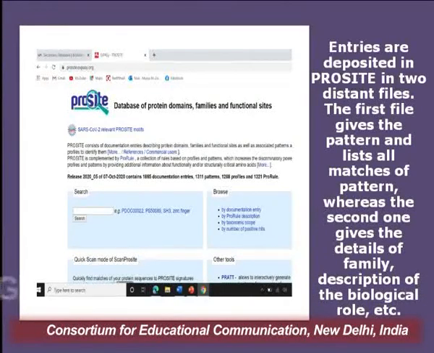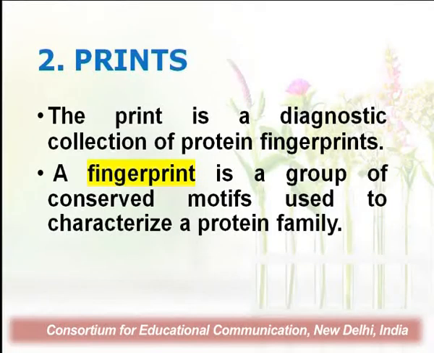So this is based on the primary database, but the information is derived on the basis of patterns in the motifs. The next example of a secondary database is PRINTS, a collection of diagnostic protein fingerprints. PRINTS is a collection of fingerprints, and fingerprints are diagnostic in nature, meaning we can identify the protein family with a fingerprint. So how do we define a fingerprint? A fingerprint is a group of conserved motifs that is used to characterize a protein family.